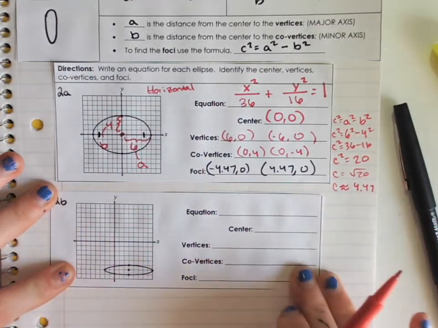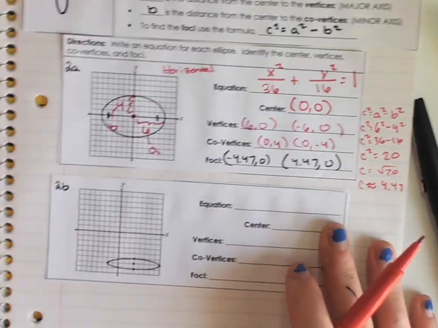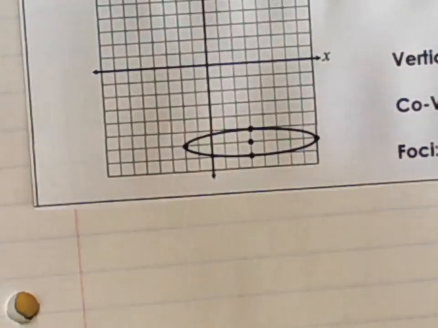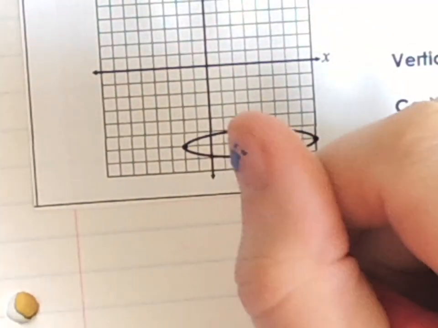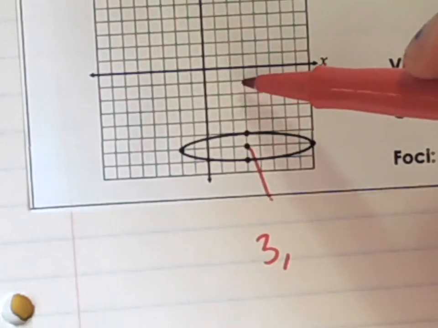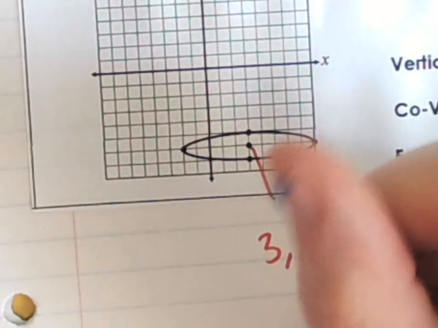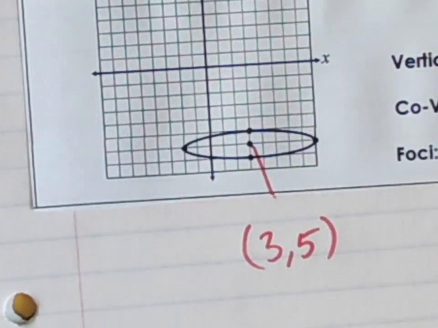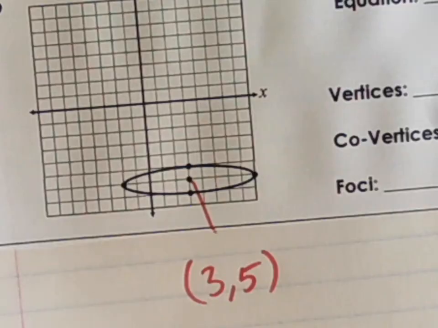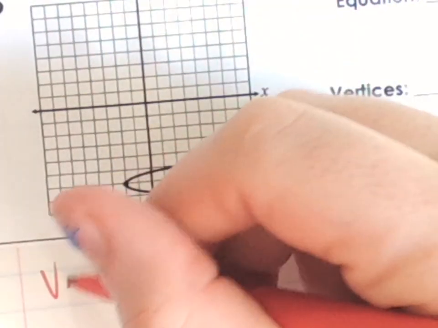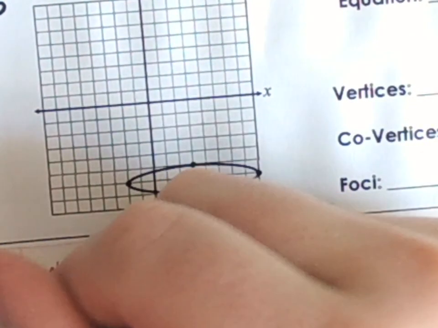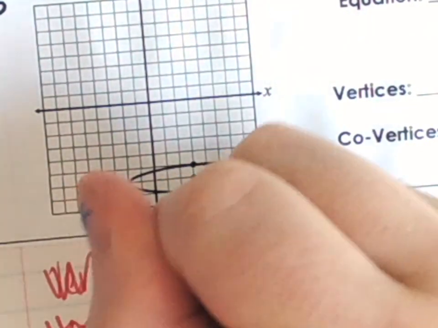Okay, let's do this. So let's identify where our center is. So that coordinate looks like 3, 1, 2, 3, 4, 5. And this is a vertical. Nope, I'm wrong. It's a horizontal. It's horizontal because it's short and long. I'll zoom out a little bit.